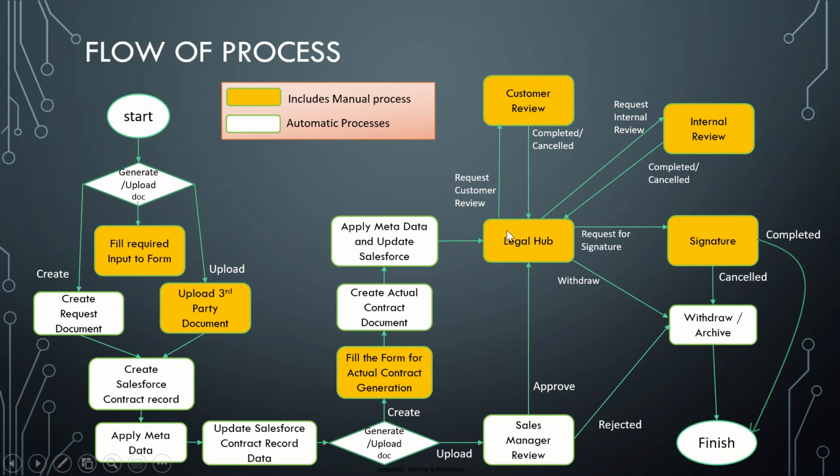Now once it comes to the legal hub, these are the further steps: whether it needs to go for customer review, internal review, or signature, or if the legal team member decides it is not the right contract, then he can go for the cancellation of the contract. Here I mentioned it as withdraw or archive, but the document will go for cancellation and be moved to an archive folder. The document will get activated only when the signature process is complete. So this is about the main steps involved in the flow of this project.